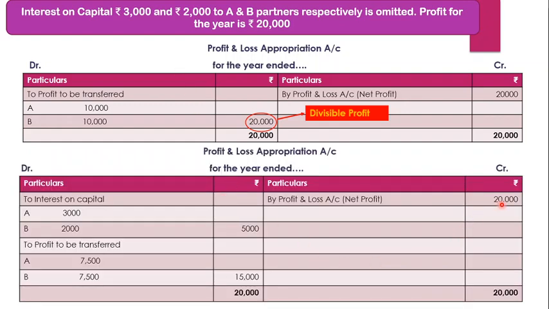So let's see the real picture of the P&L appropriation account. If the firm provides the 3,000 and 2,000 interest on capital out of the 20,000 profit, then 5,000 goes as interest on capital. Now what is the balancing amount? The divisible profit is 15,000, which is to be distributed between partners in the equal ratio, that is 7,500 and 7,500. So you can make out that if interest on capital is provided, the profit reduces. If it is not provided, profit increases. Now let's see how we are going to handle this, what the adjustment will be, and how we are going to calculate the net effect.